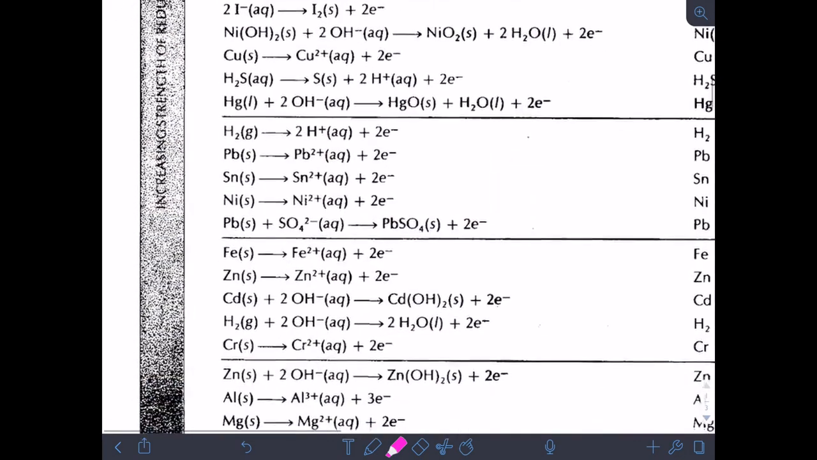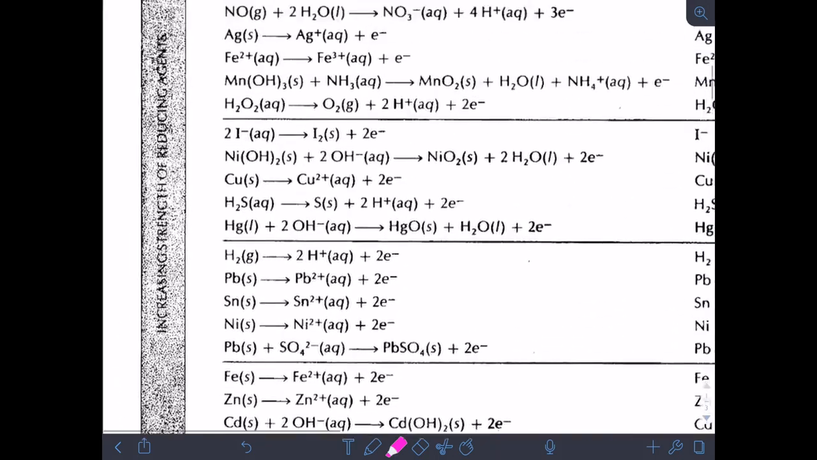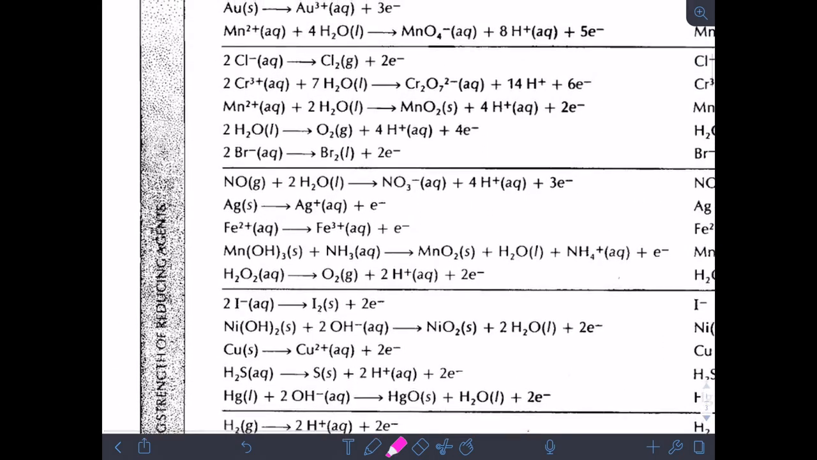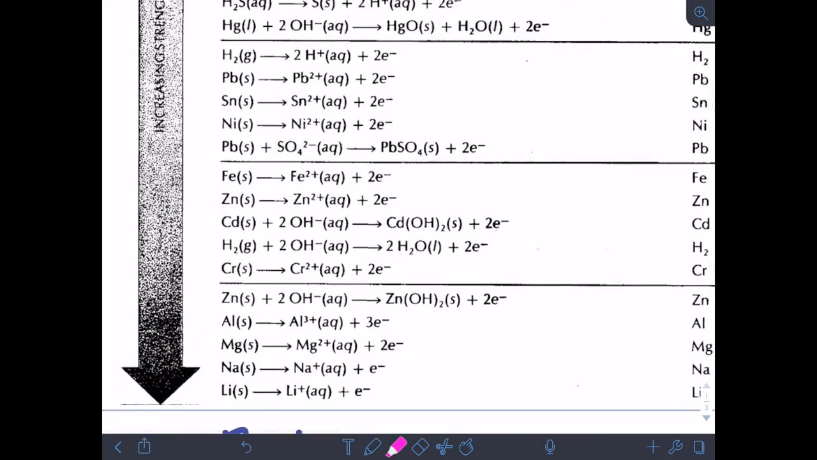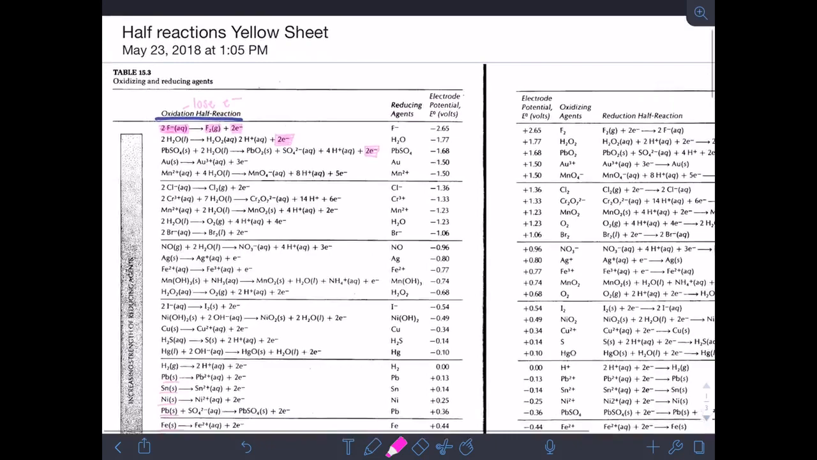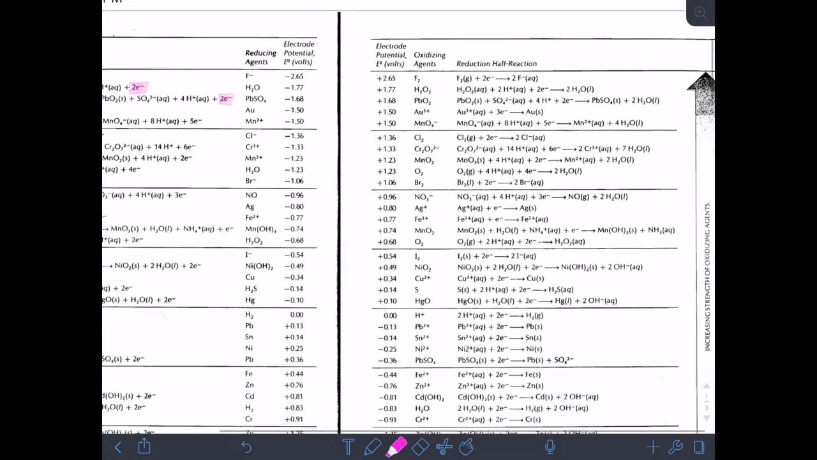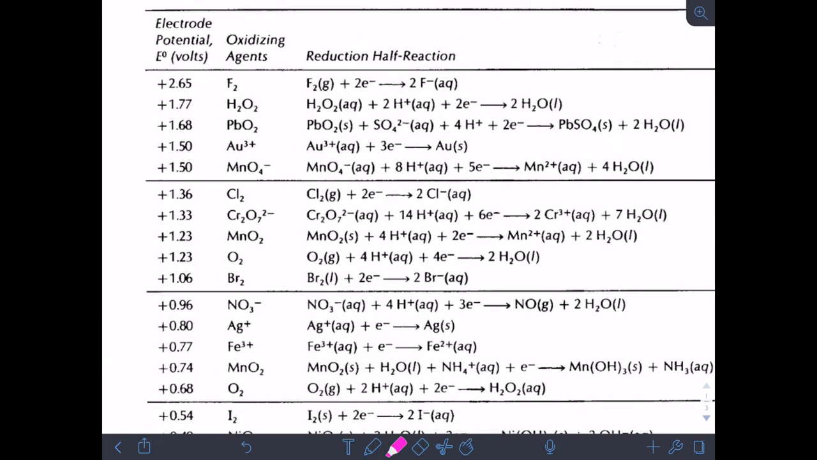Generally, that means either starting with a neutral atom or a lower oxidation number. So many of the elements at the bottom are in their elemental solid metal state, because they have electrons to lose. On the right side are the reduction half reactions.